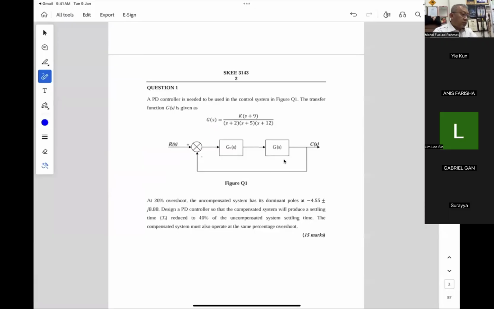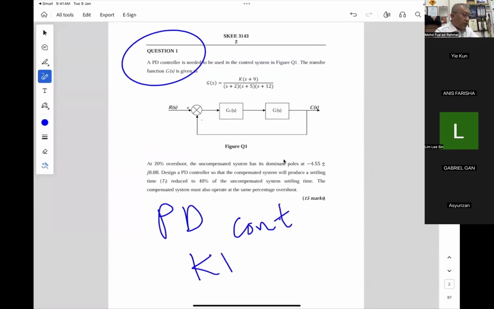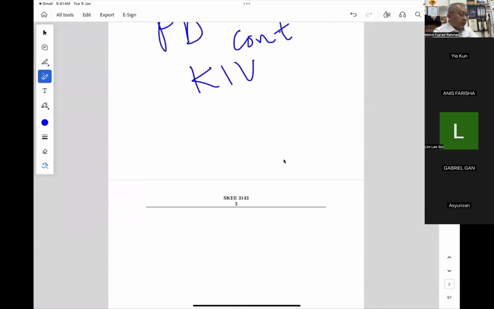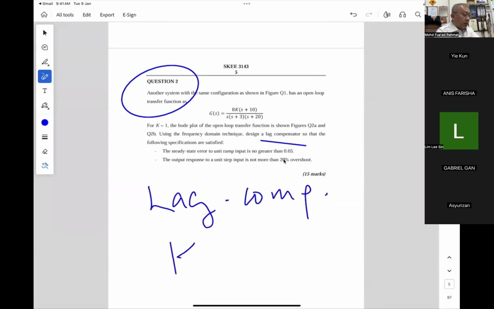Question 1 is about PD controller. So not in the scope of test 2, so we KIV. Okay. And then question 2 for this set is on the lag compensator, not in the scope as well. So KIV, we do it after, concurrent with chapter 4. Okay.